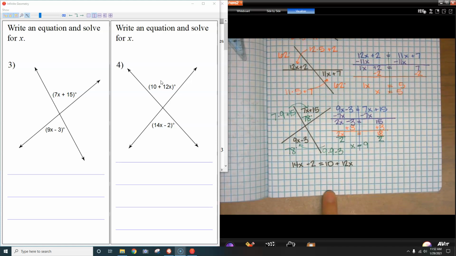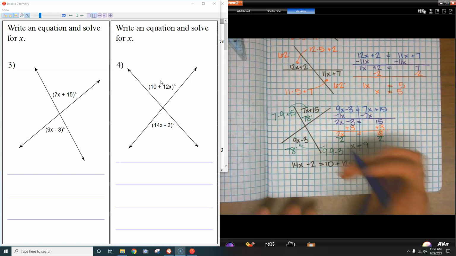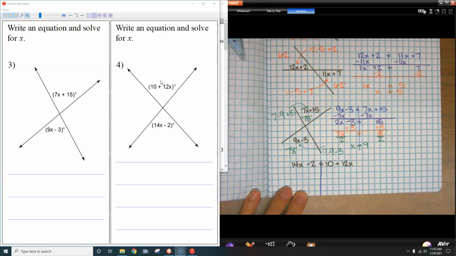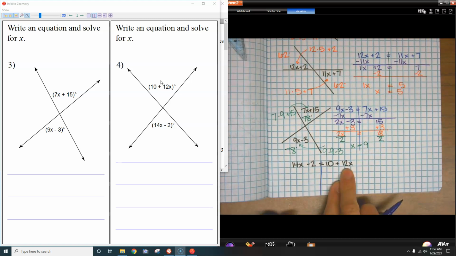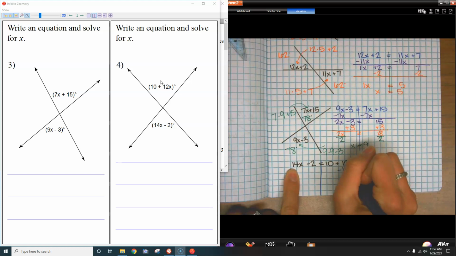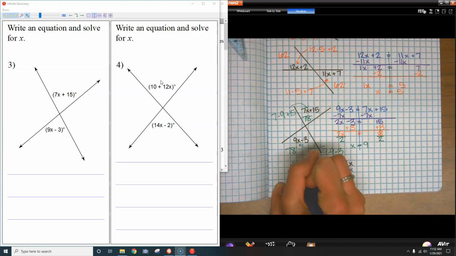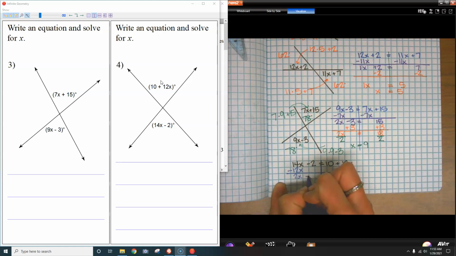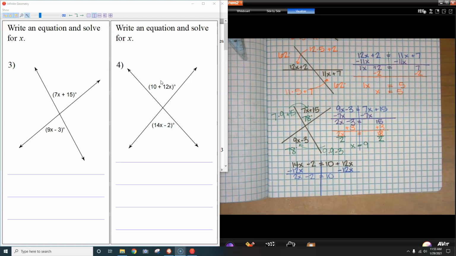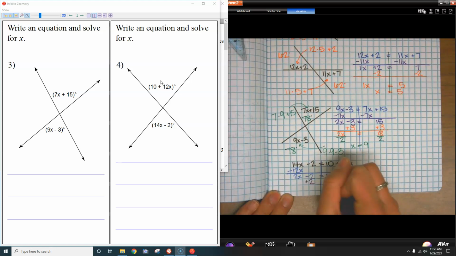I haven't left myself too much space here, so hopefully I can get this all done before I run out of space. I have 14x and a minus 2 on one side, a 10 and a 12x on the other side. I have x's on both sides. I'm going to take away 12x from the right and 12x from the left. When I do that, I'm left with 2x minus 2 equals 10, and the 12x's cancel. From there, I'm going to get the 2x by itself. I need to get rid of a minus 2, so I'm going to add 2 to the left and add 2 to the right.